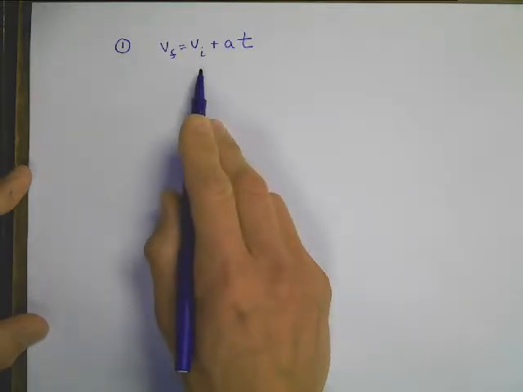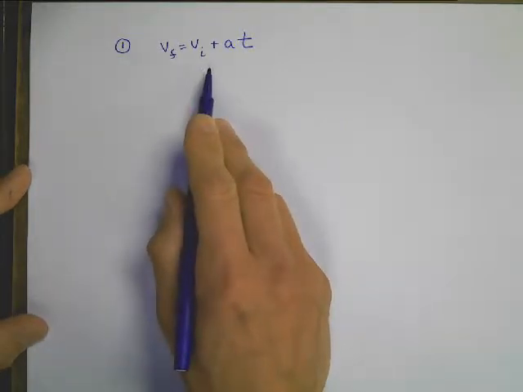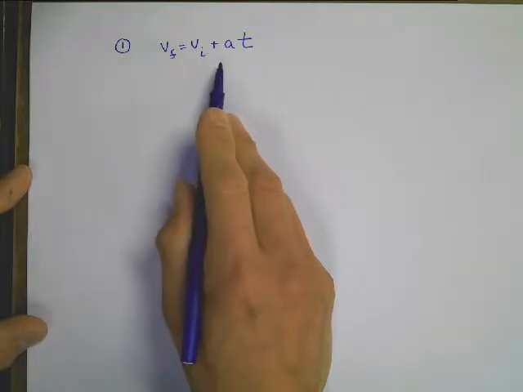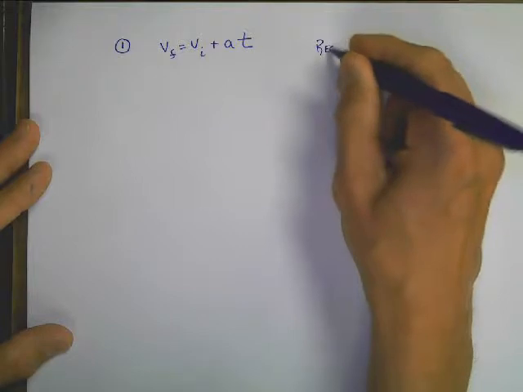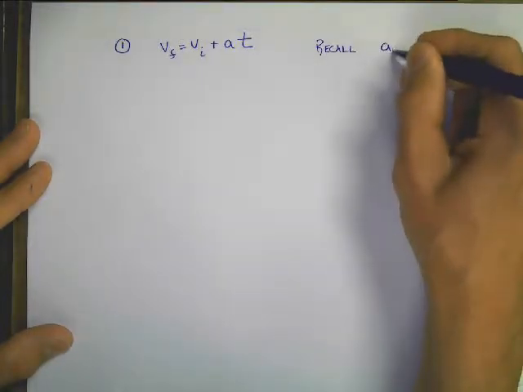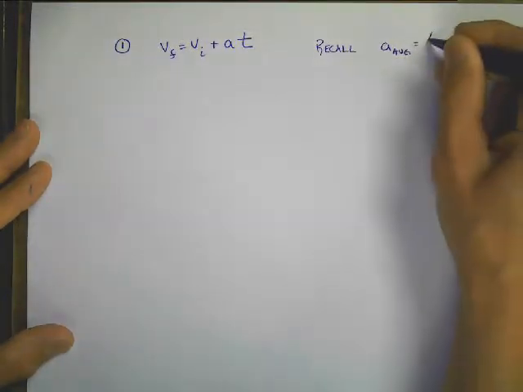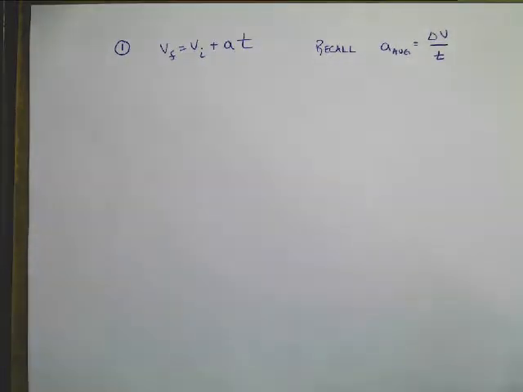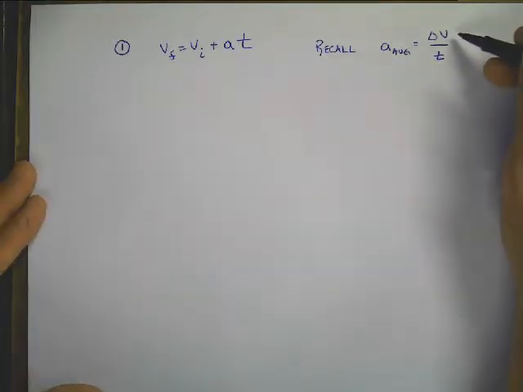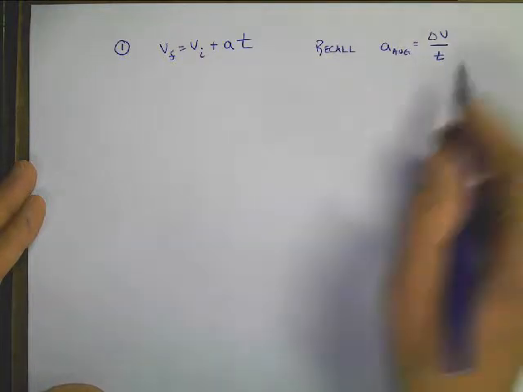We've already met this equation. We know that it comes from the definition for acceleration. So you can recall that average acceleration is something that you can calculate all the time. Even if the acceleration is not constant, you can always calculate an average, and you would find the change in velocity and divide it by the time over which that happens.